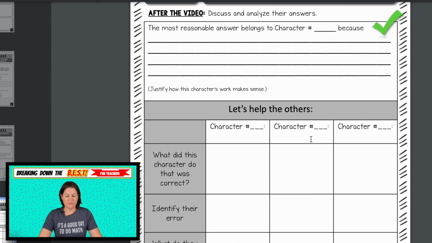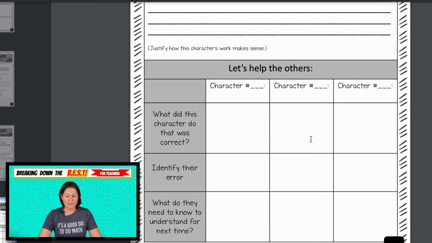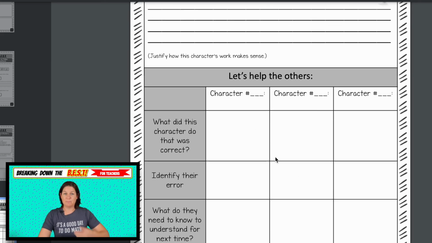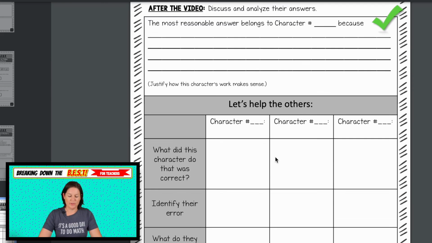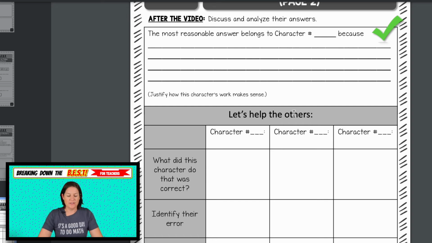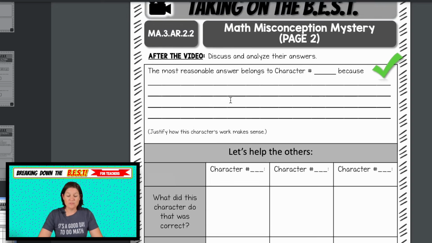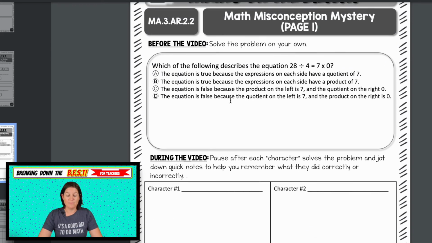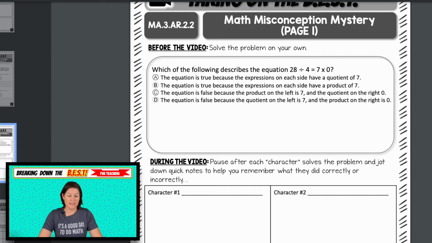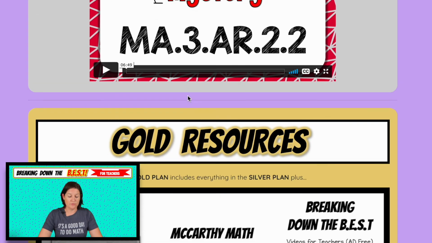And then this is your detective report to fill out afterwards, which the answer key provides my copy of the detective report, so you can kind of see how to gauge the discussion, which, by the way, these videos produce wonderful math discussions, so definitely take advantage of these if you have that silver or gold plan.